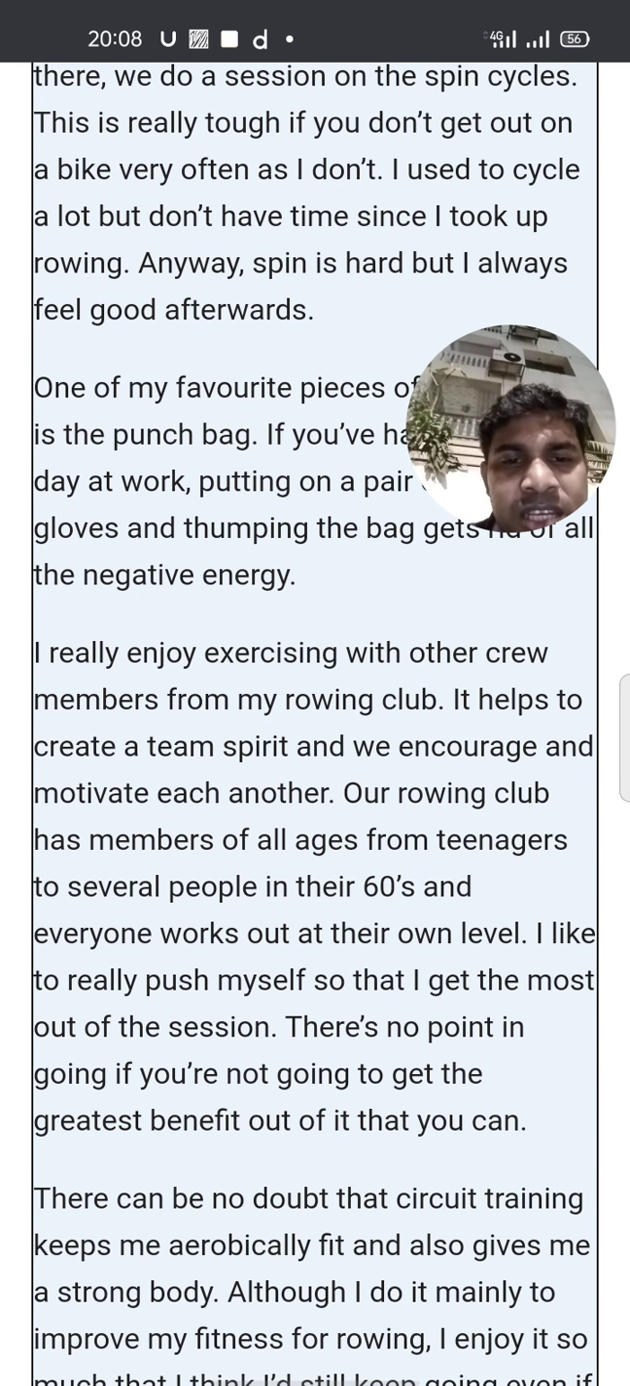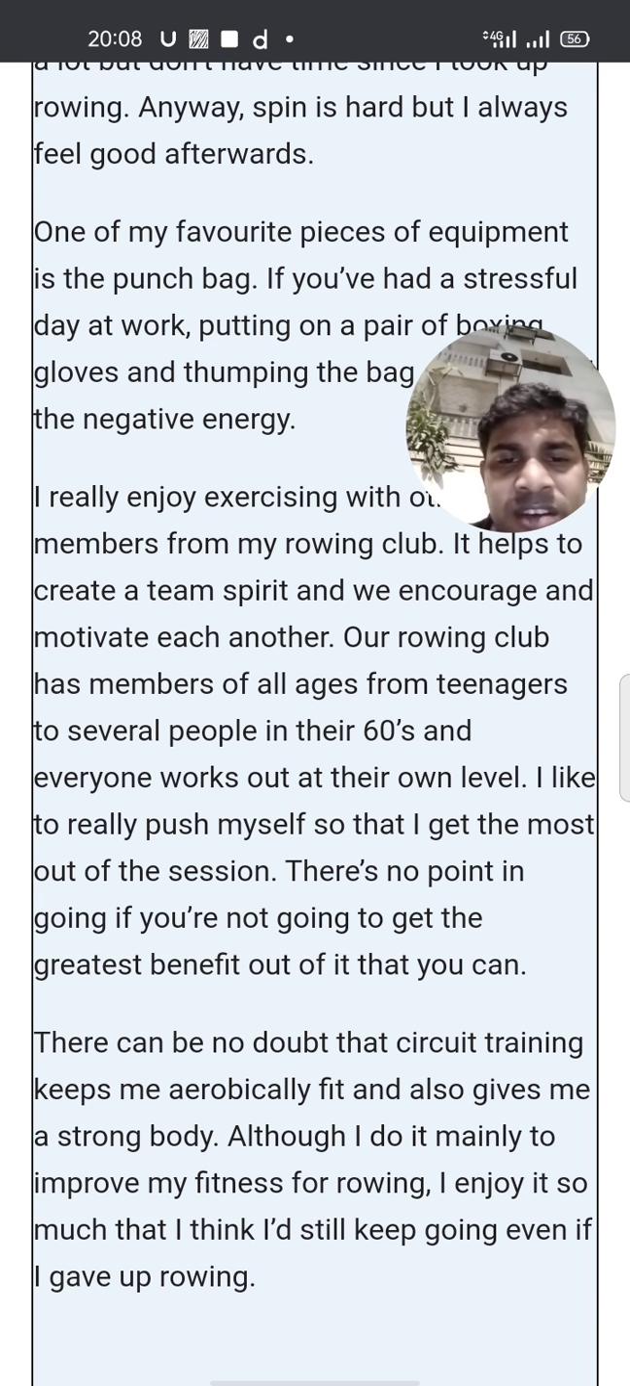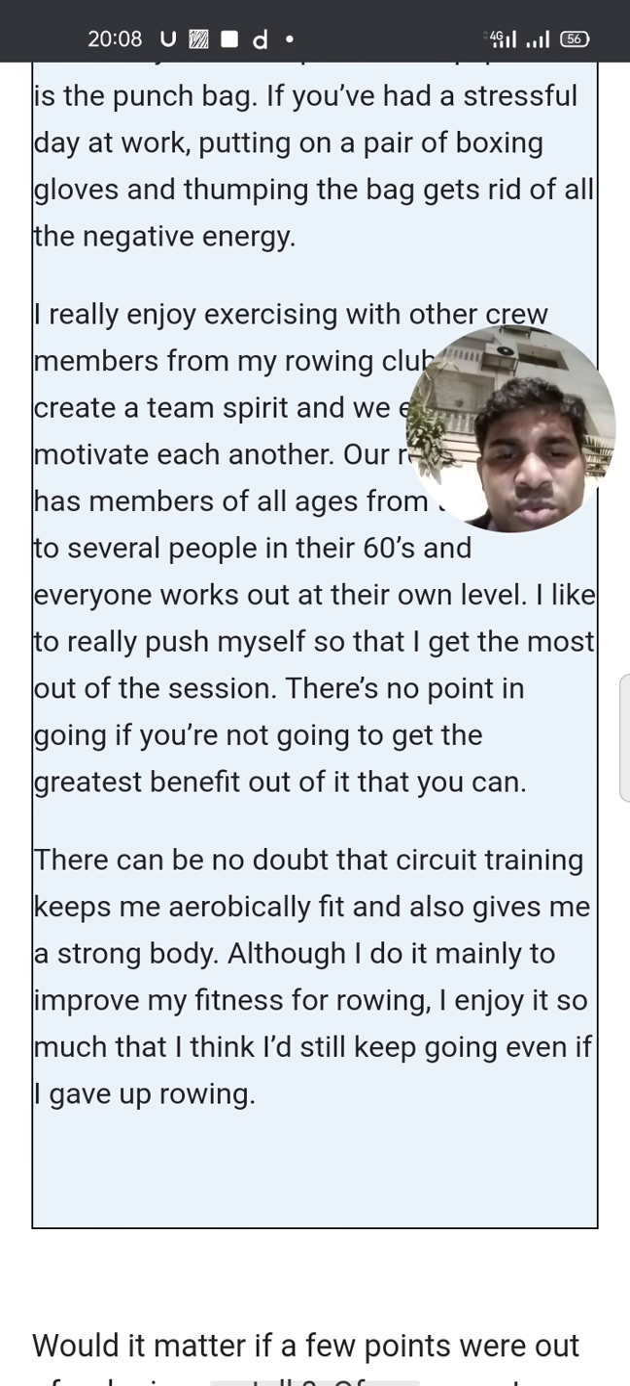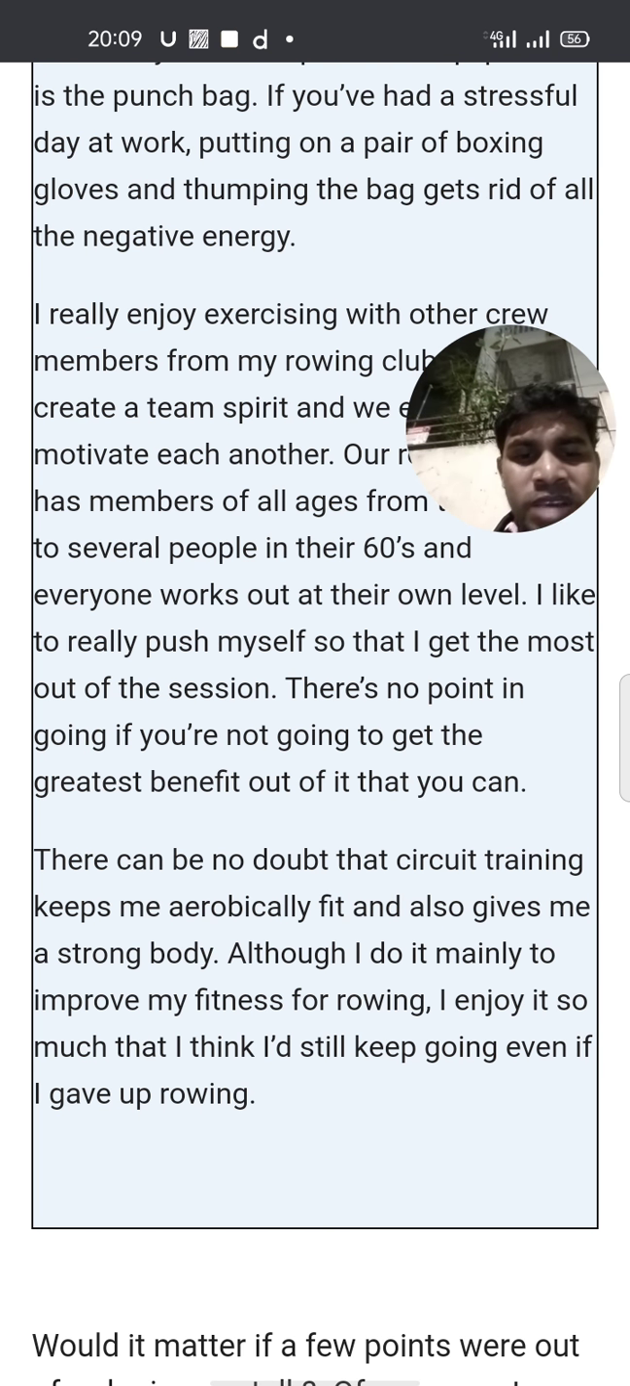I really enjoy exercising with other crew members from my rowing club. It helps create team spirit, and we encourage and motivate each other. Our rowing club has members of all ages, from teenagers to several people in their 60s. Everyone works out at their own level, and I like to really push myself so that I get the most out of the session. There's no point in going if you're not going to get the greatest fitness out of it.